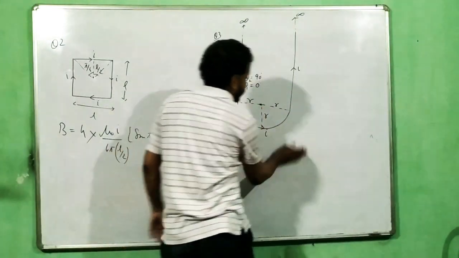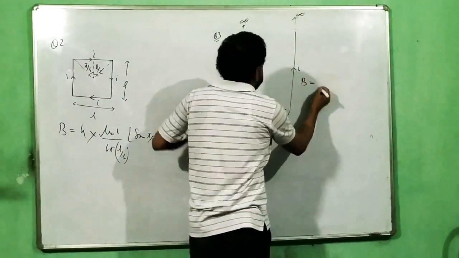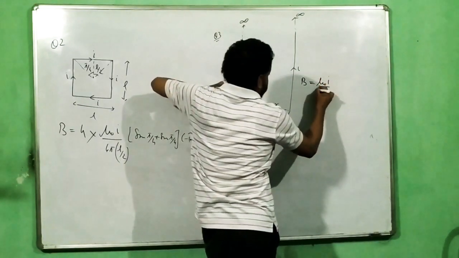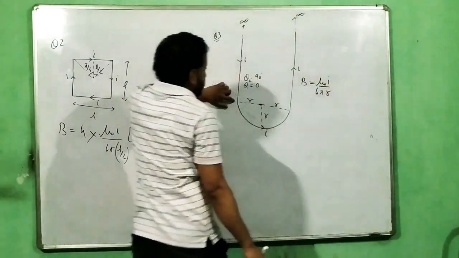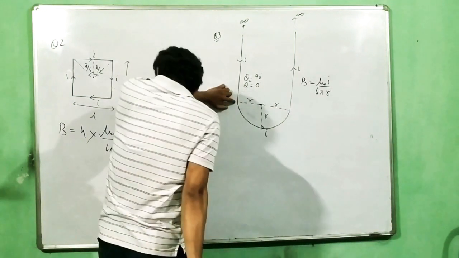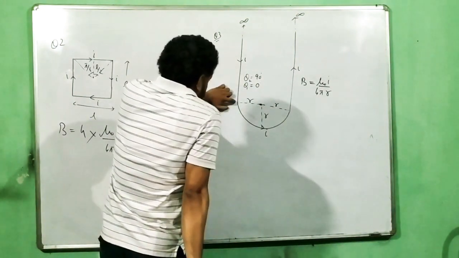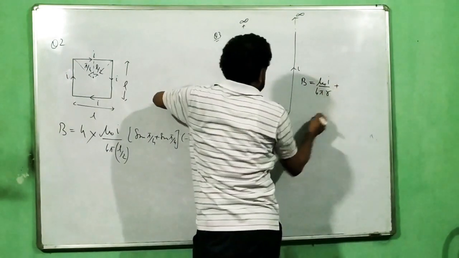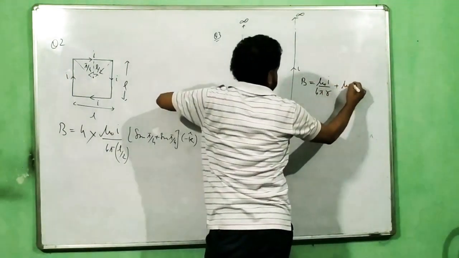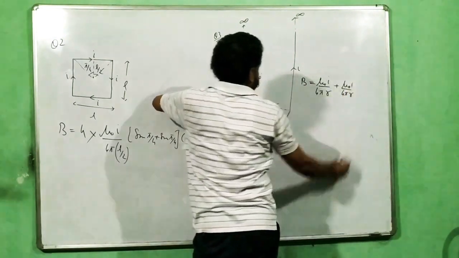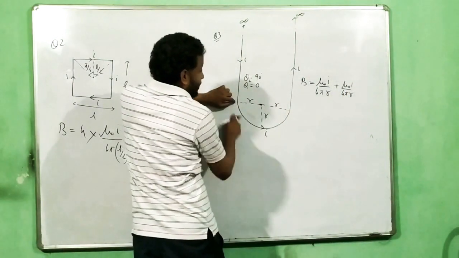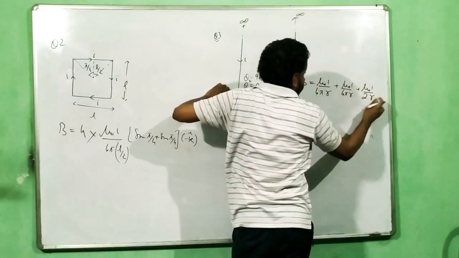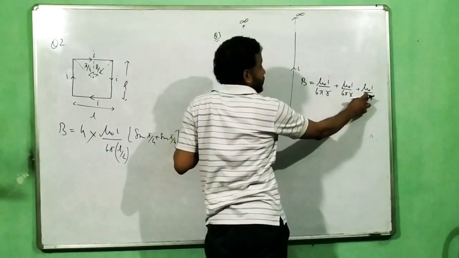And so you have the field here as, first, this semi-infinite wire. For a semi-infinite wire we know the formula. The formula is mu naught I by 4 pi r. Plus, for the other semi-infinite wire, it is also mu naught I by 4 pi r. Plus this is a half circle. Half circle means mu naught I by 2r. Remember, for the circle part there is no pi here.